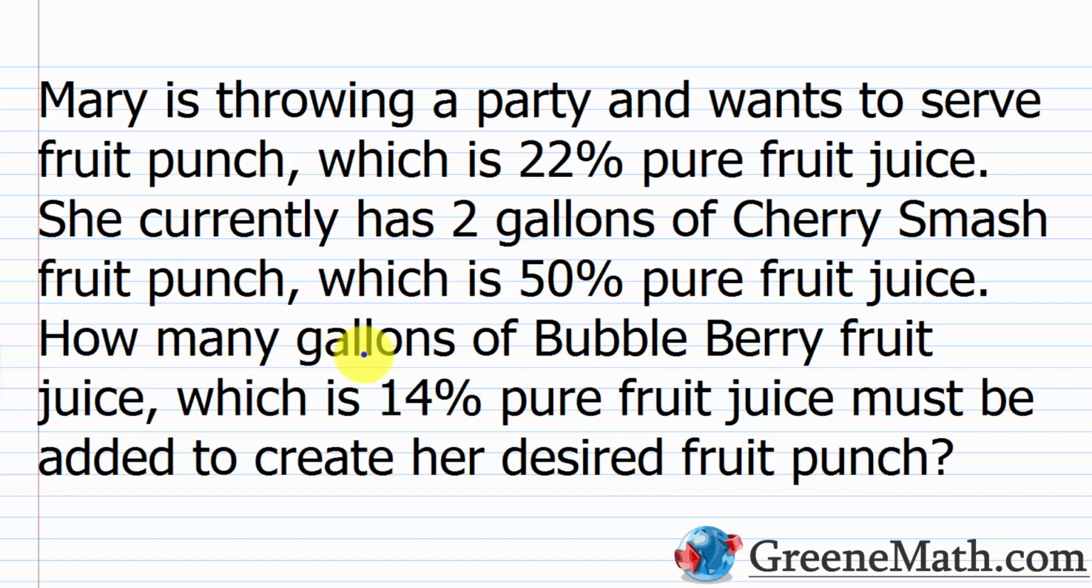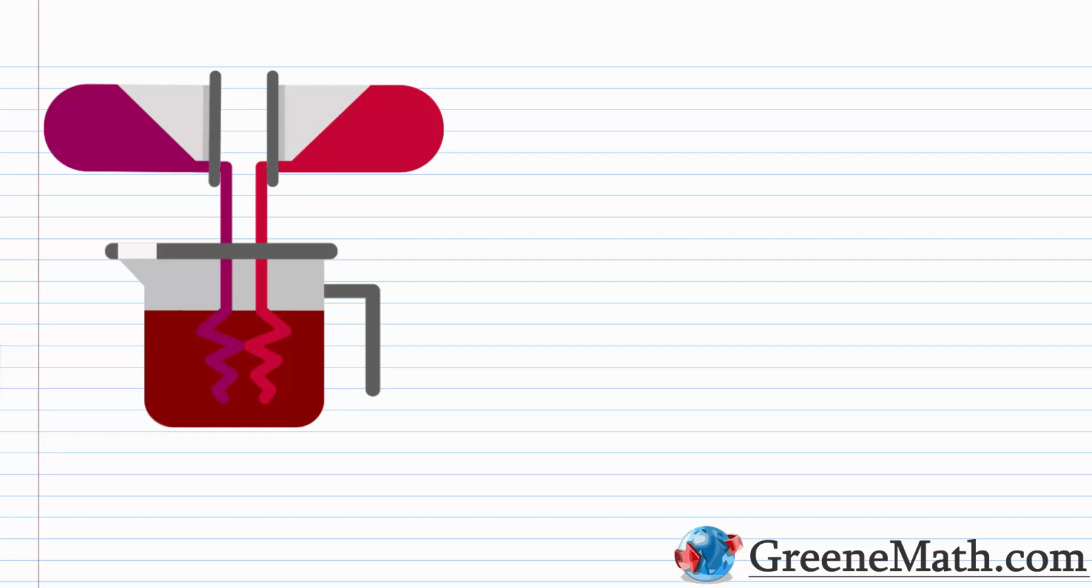We're trying to find out how many gallons of this bubbleberry fruit juice, which again is 14% pure fruit juice, has to be added to create her desired fruit punch. And again, her desired fruit punch is 22% pure fruit juice. Okay, that's what we want. So let's get a little idea of what's going on. She has these 2 fruit punches that she's mixing together. One is the cherry smash and the other is the bubbleberry. You can see that little image here. She's mixing them together to get this final mixture, and the final mixture is going to be 22% pure fruit juice. So that's the goal.